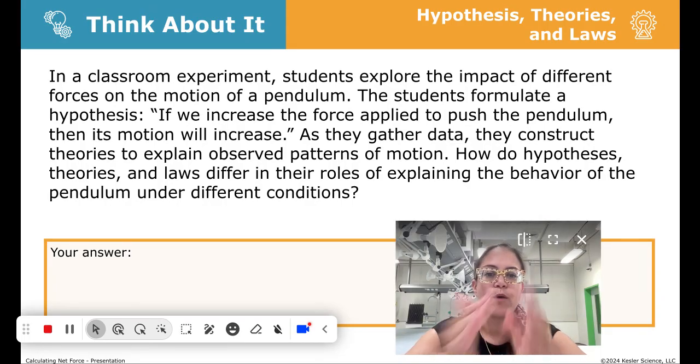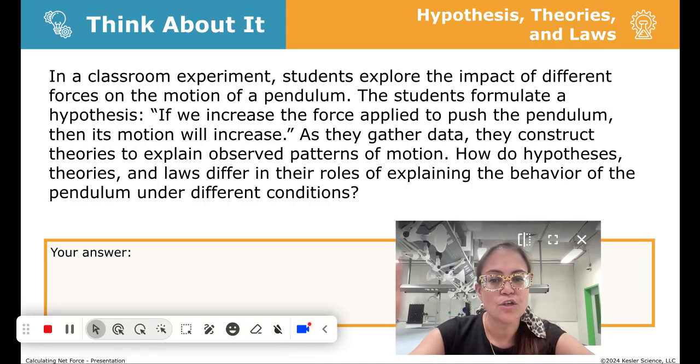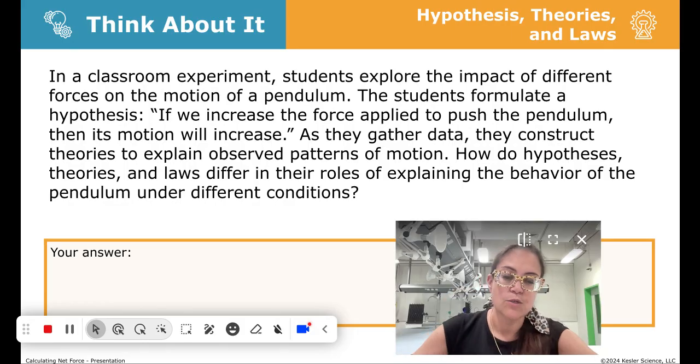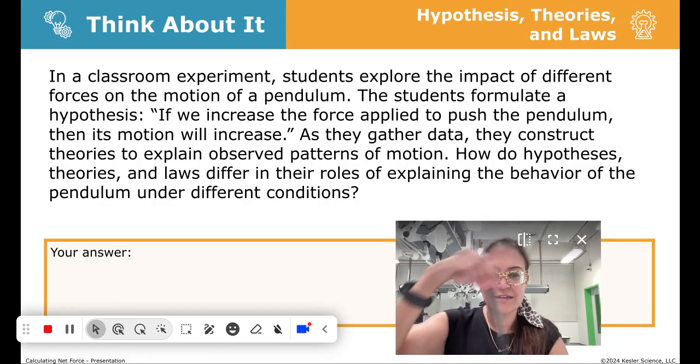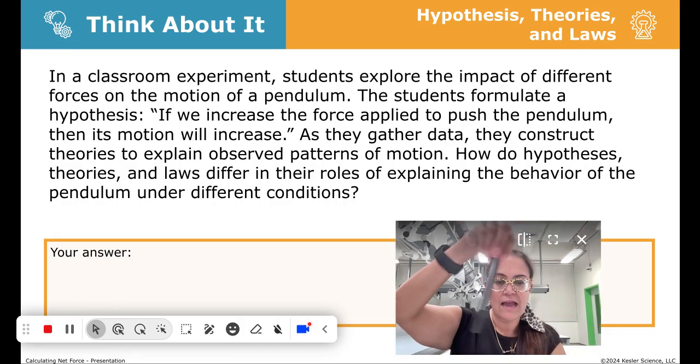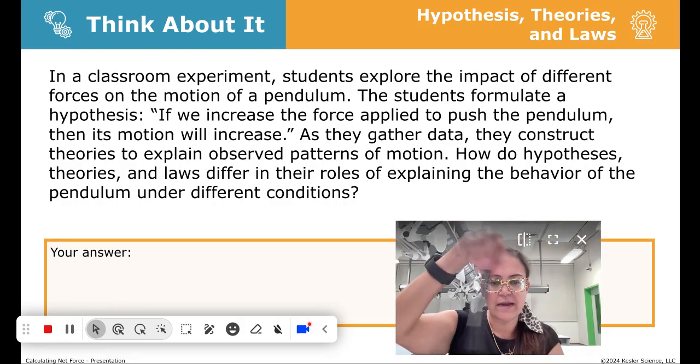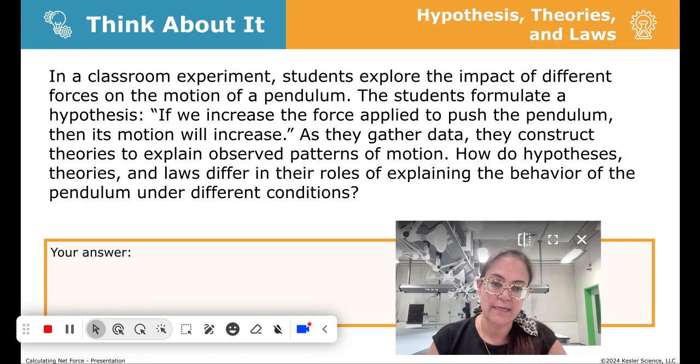So basically, what could they do to show how the force affects the pendulum? If you have something that is just swinging, it could be a necklace too, right? Like something that's swinging, how could we show how forces might affect how the object swings?